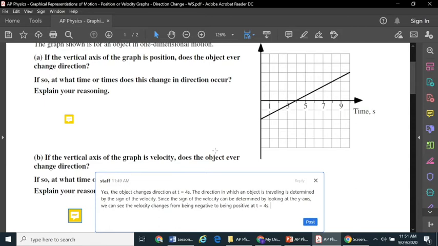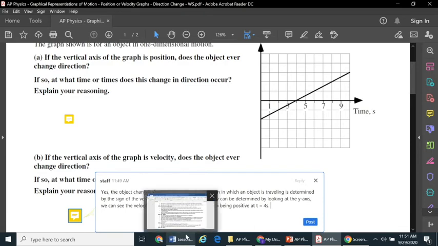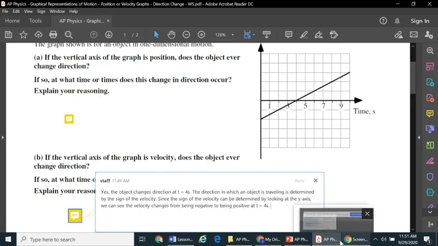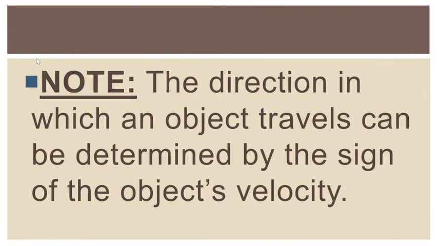And that's it. Now, what is the main takeaway here? It's pretty straightforward. The direction in which an object is traveling can be determined by the sign of the velocity. So let's go ahead and write that down. Note, the direction in which an object travels can be determined by the sign of the object's velocity. That's a super crucial, important point for analyzing and interpreting graphs. Take a second to pause this video and write that down.